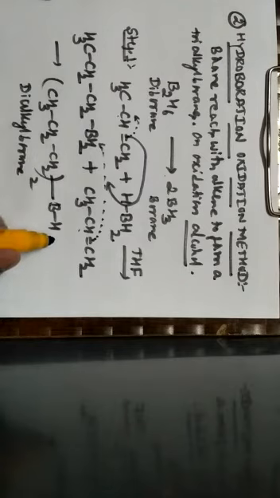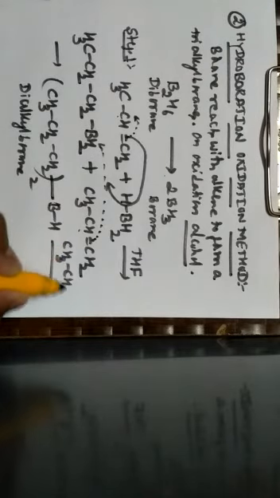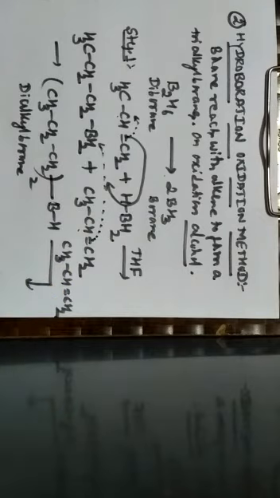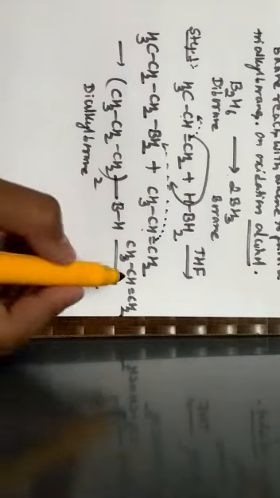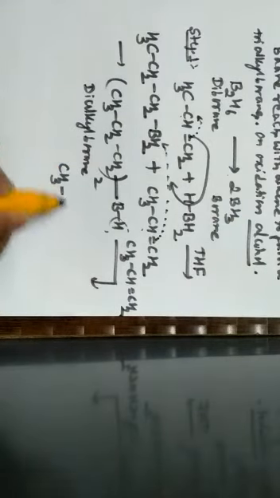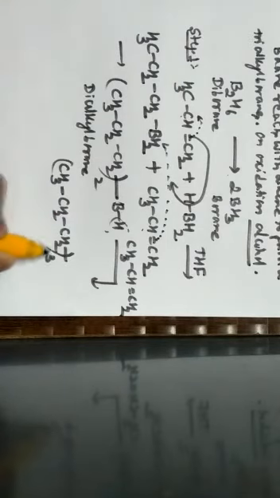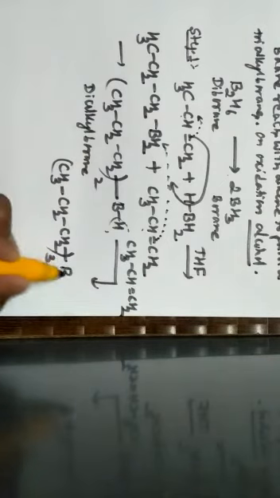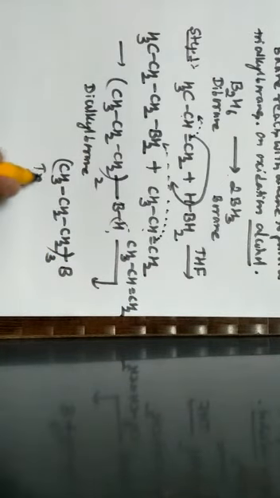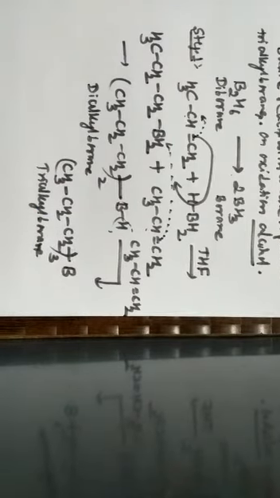This dialkyl borane will again react with one more molecule of propene, that is CH3CH=CH2. Again the pi electron will abstract the hydrogen, so that the final product will be CH3CH2CH2, three times, attached to B. This is known as a trialkyl borane. So this is the first step, where we have obtained a trialkyl borane.